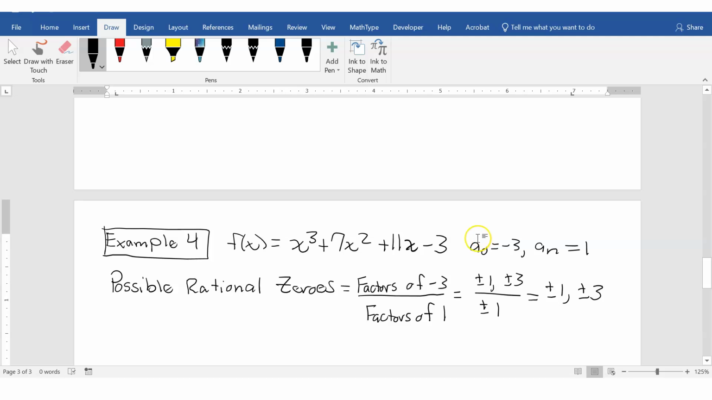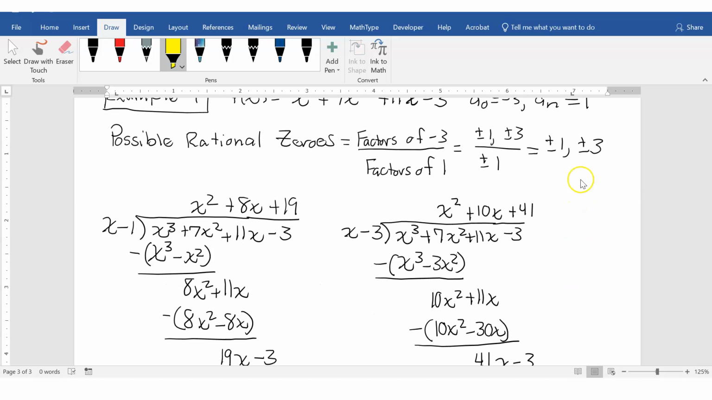So the constant term is minus 3. The leading term is 1. So our possible rational zeros are factors of minus 3 divided by factors of 1. That's plus or minus 1 and plus or minus 3 divided by plus or minus 1. So fortunately, we have a sort of shorter list of possible rational zeros, really 4 possibilities. Again, I will start with the basic roots from our possible rational zeros.